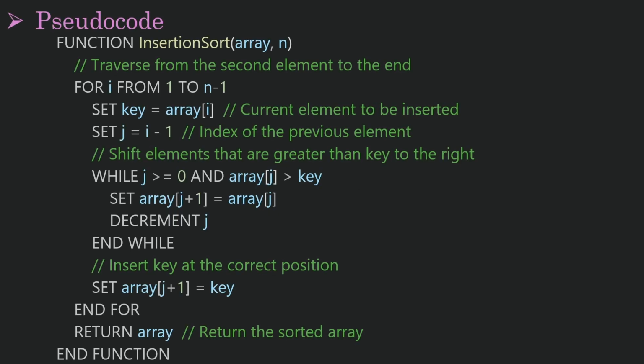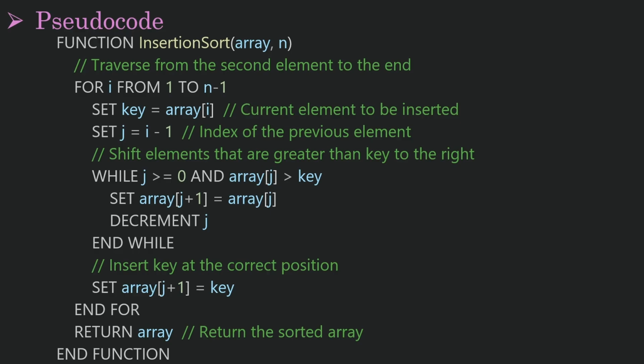See the pseudocode. Here's insertion sort pseudocode. Function insertion sort, array, n. For i from 1 to n minus 1, set key equals array i. Set j equals i minus 1. While j greater than or equal to 0 and array j greater than key, set array j plus 1 equals array j. Decrement j. End while. Set array j plus 1 equals key. End for. Return array. End function. It takes each element, key, and shifts larger ones to fit it in. Intuitive, right? Yeah, it's like organizing as you go.